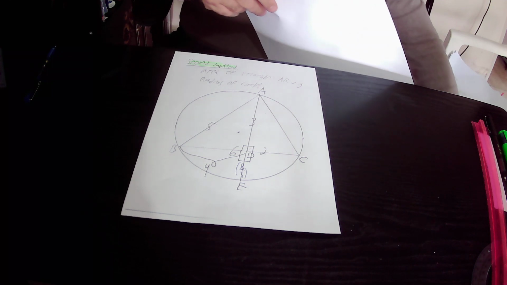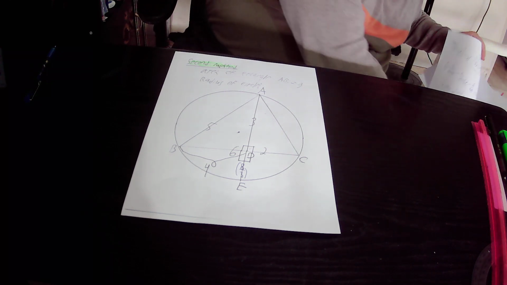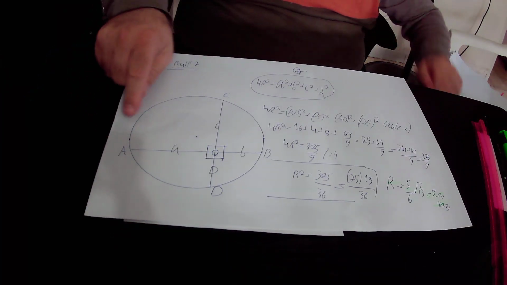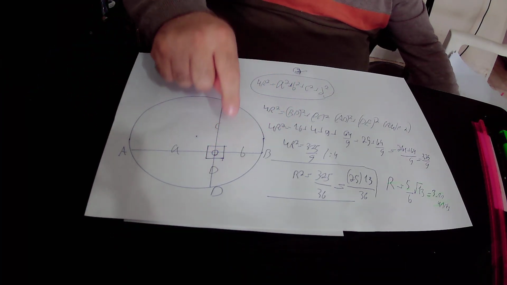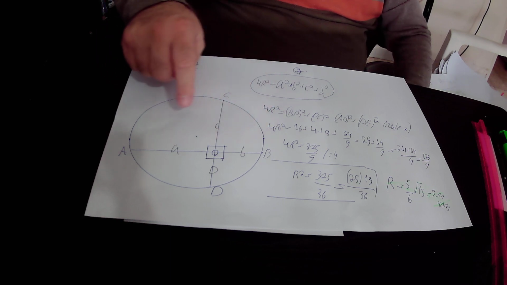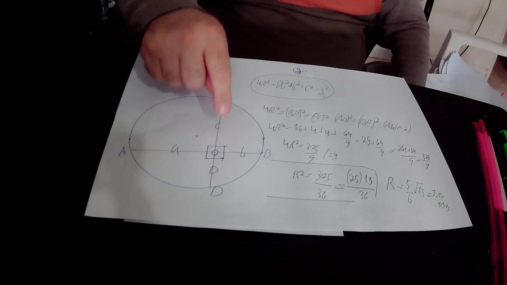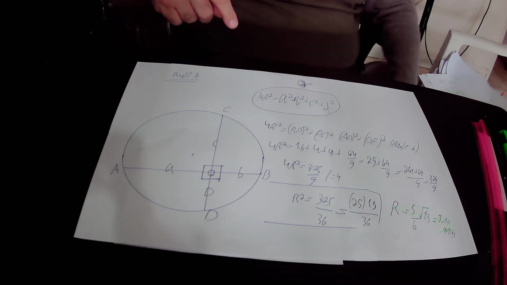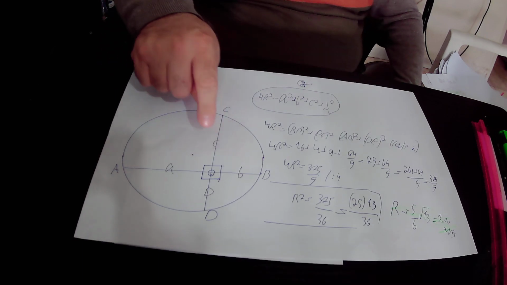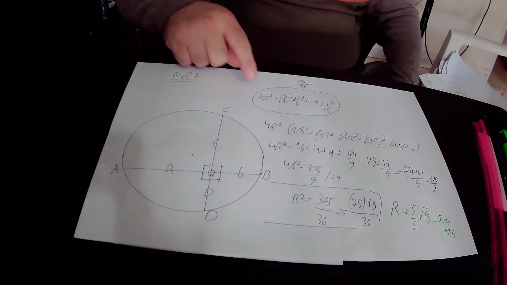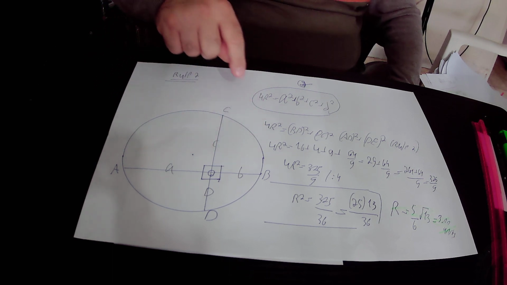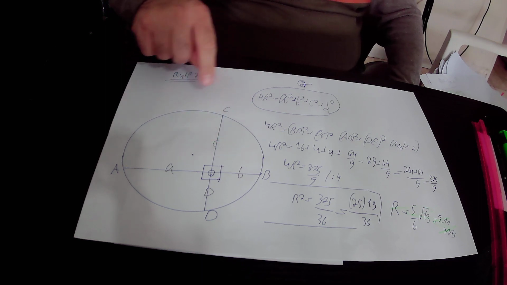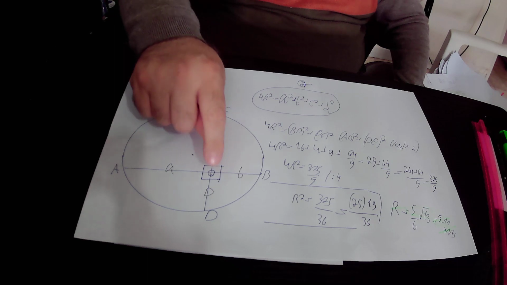Then I presented to you rule number 2 and implemented it in our drawing. According to rule number 2, if chord AB intersects with chord CD at 90 degrees, then the following equation is true: 4 times R squared equals A squared plus B squared plus C squared plus D squared. R is the radius of the circle that contains the two chords.